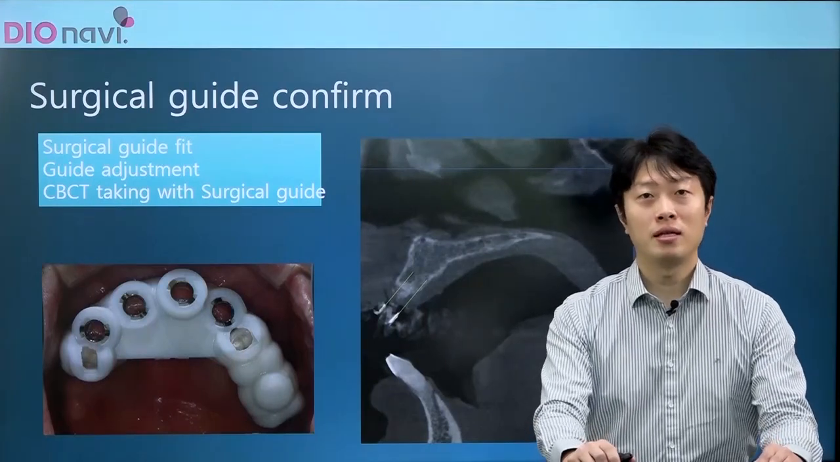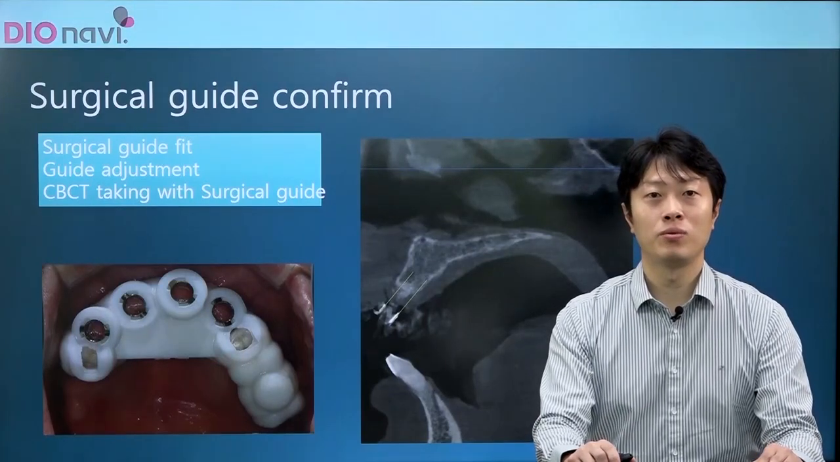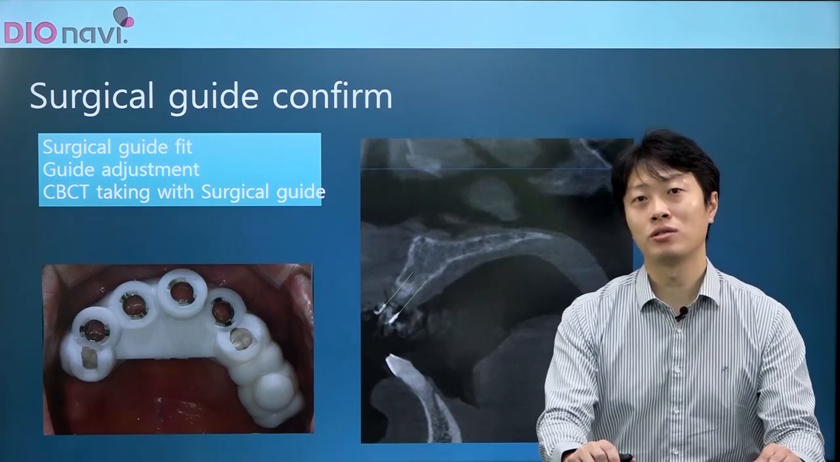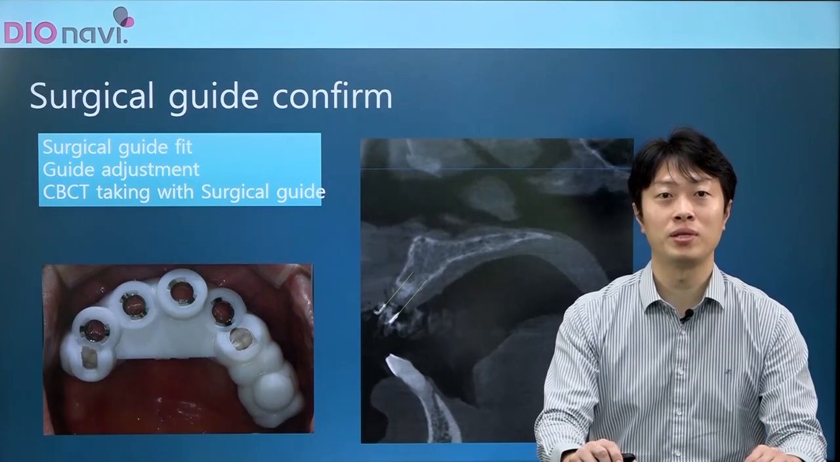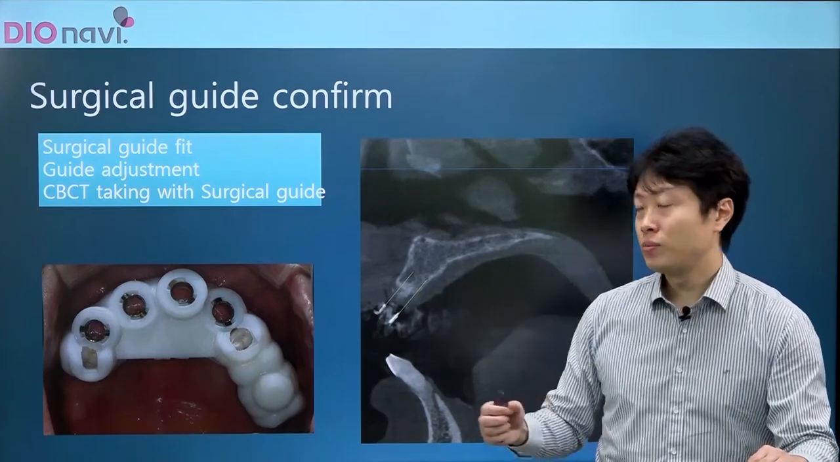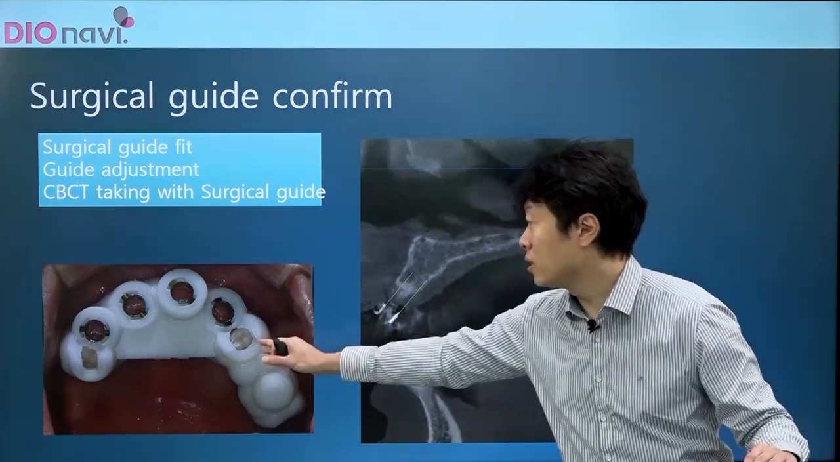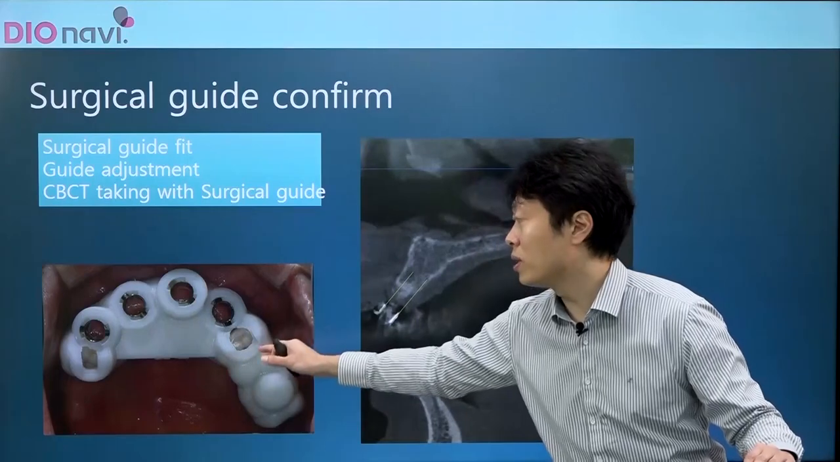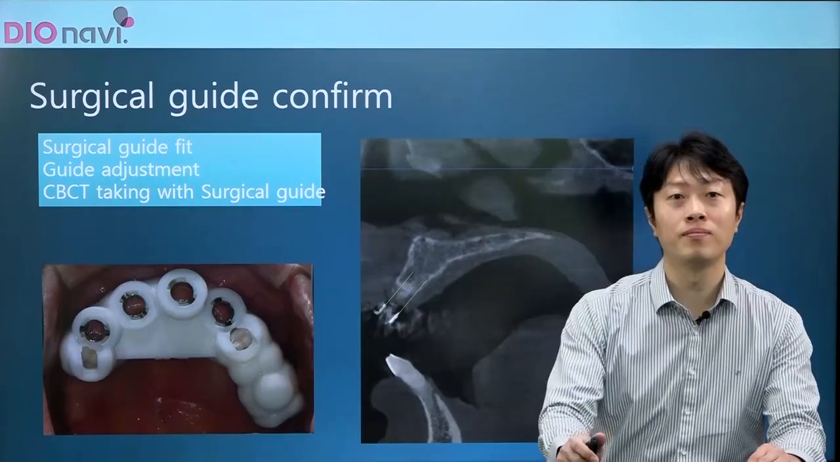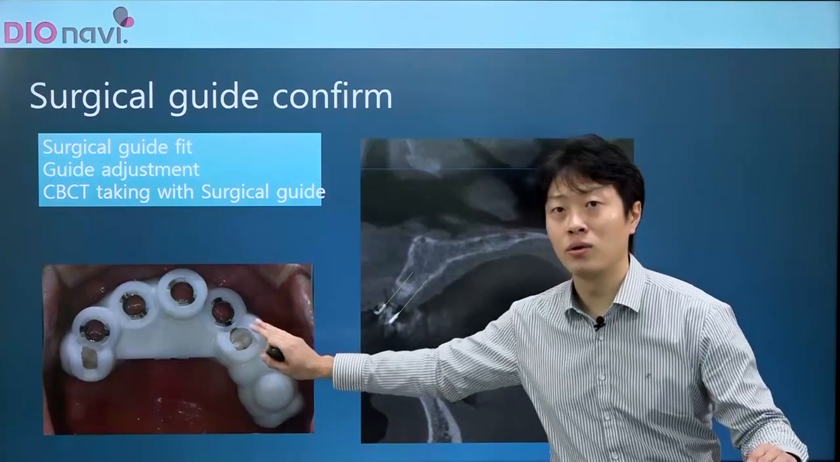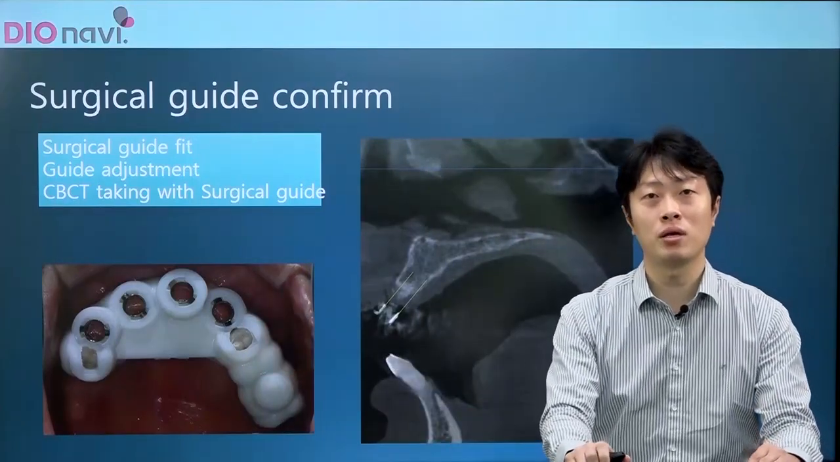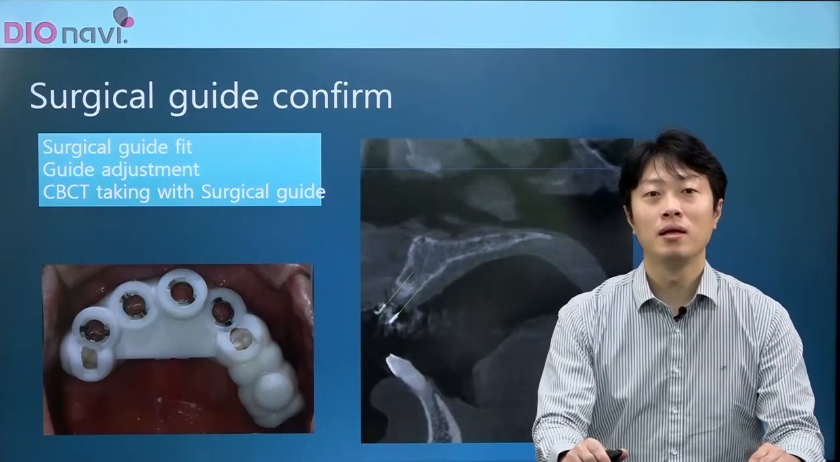When the guide produced this way is delivered to the clinic, you should check whether the guide fits perfectly before proceeding with the surgery. If you look at the guide, you will see a small window where you can check the fitness of the guide to the teeth. When you see through this window and find that there is no gap between the teeth and the guide, it means that the guide is fitted well.